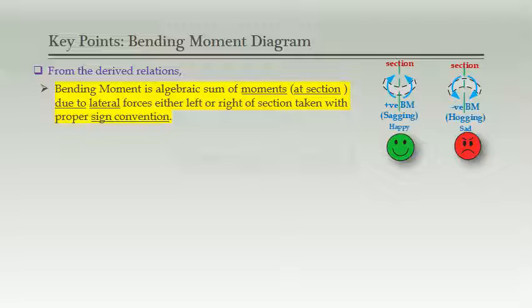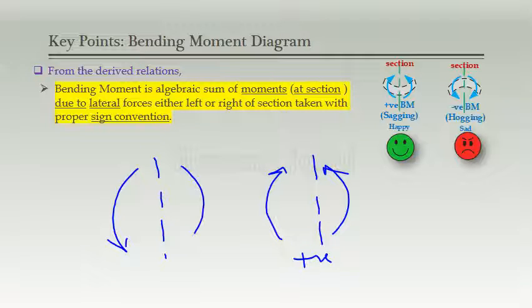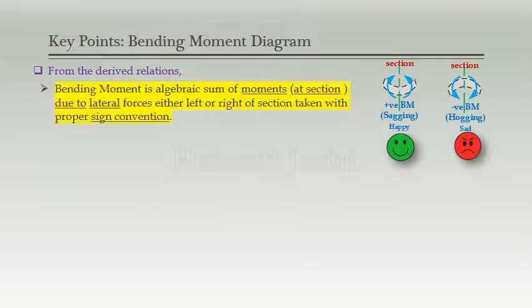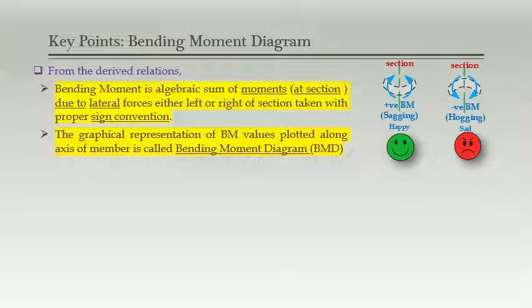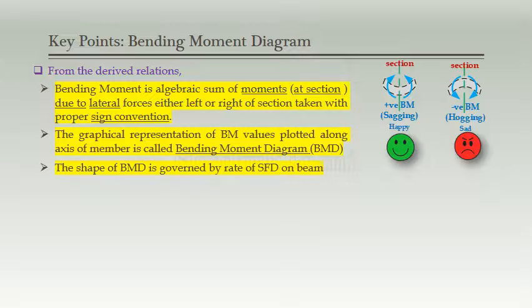Another concept is, if I take a section like this, then moments going out like this are positive, and if I take a section like this, then moments coming in may be taken as negative. So all this meaning is the same. Whatever you feel simpler, you can remember. But I would suggest happy and sad, or you can say in and out. That is the best possible method to remember the sign convention. Then the graphical representation of BM values plotted along the axis of the member is called the bending moment diagram, which we are going to see in problems, as I said earlier.